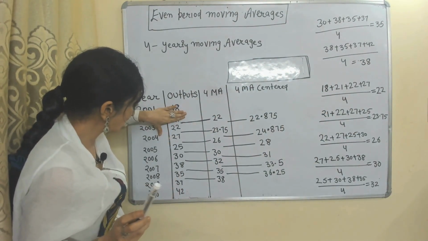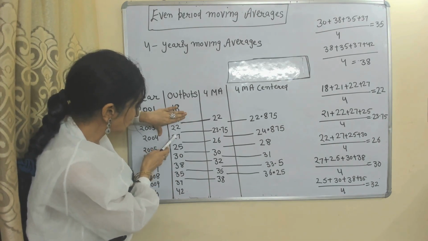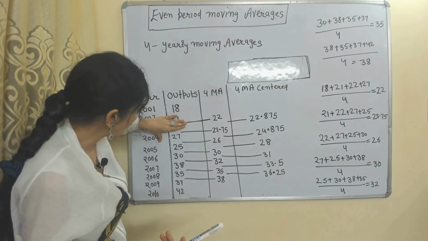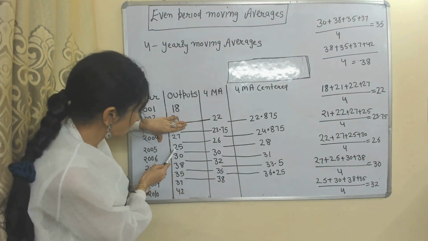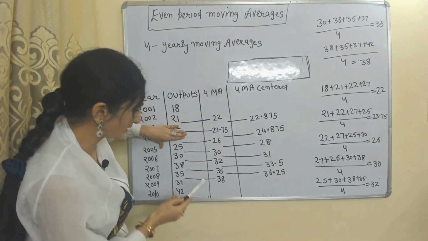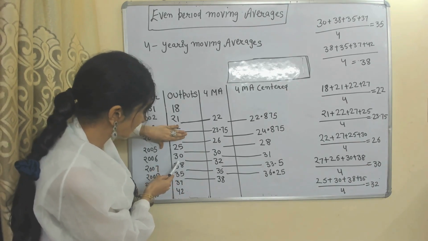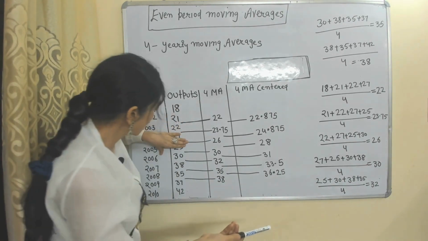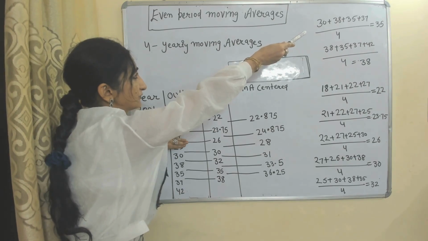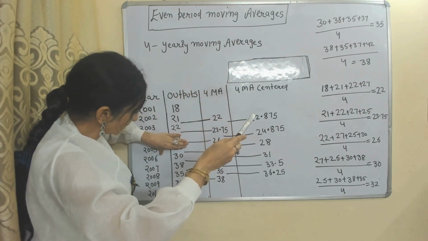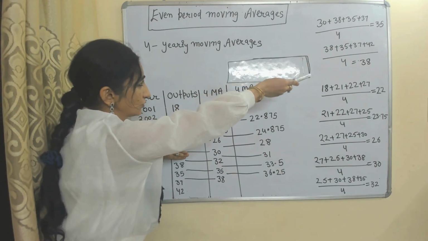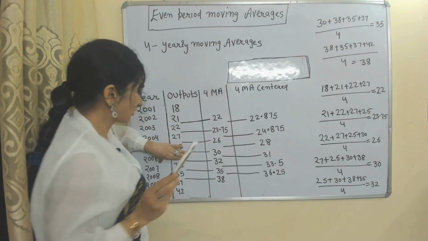We will leave 21. Now we add 22, 27, 25, 30. Here you can see. Now we leave 22 and add 27, 25, 30, 38. Here you can see. Now we leave 27 and add 25, 30, 38, 35. Similarly, we leave 25 and add 30, 38, 35, 37 and then leave 30 and add 38, 35, 37, 42 and divide by 4. It becomes equal to 38.